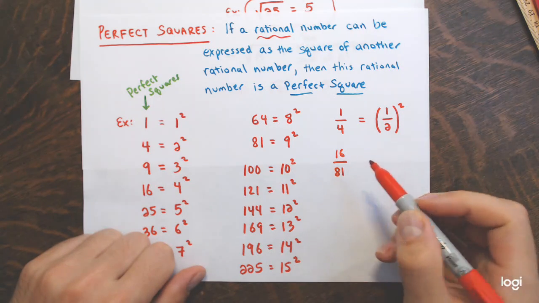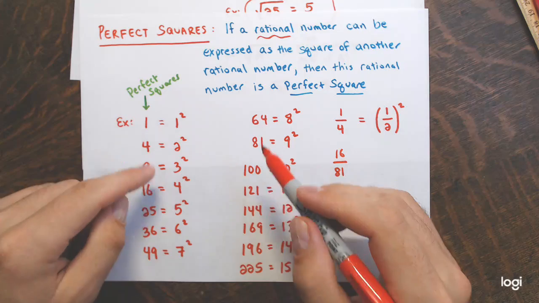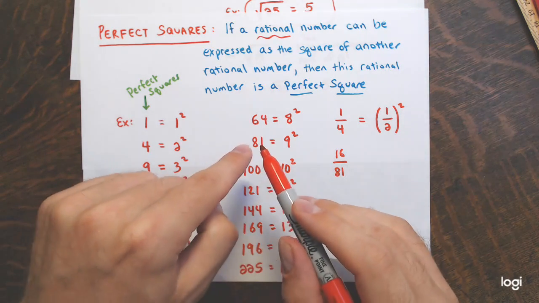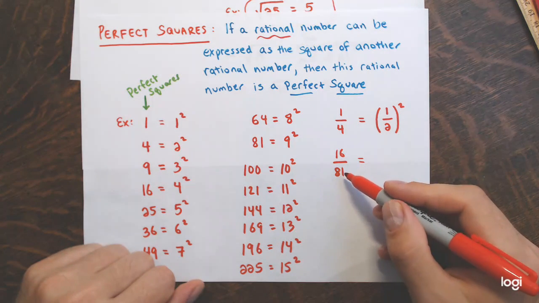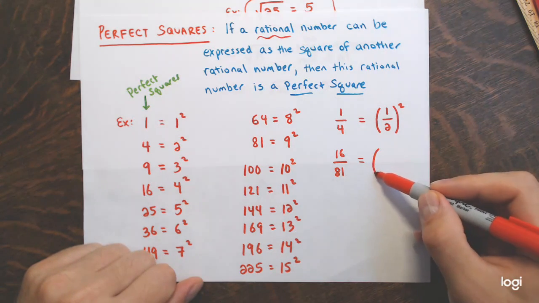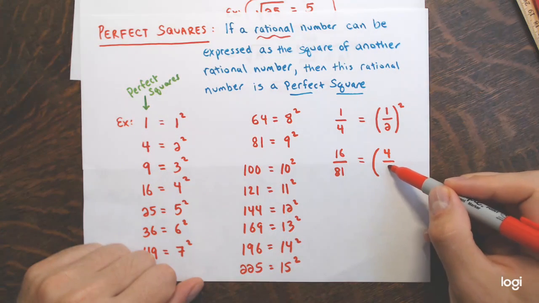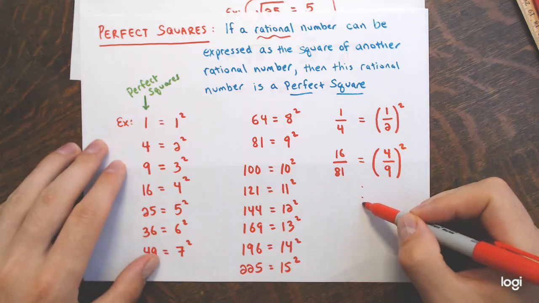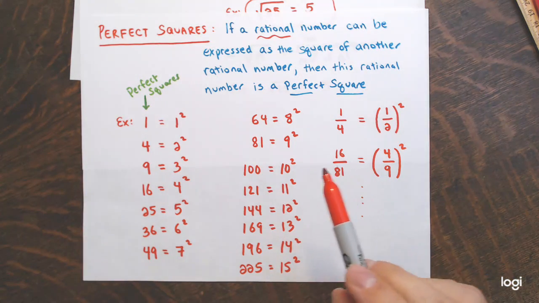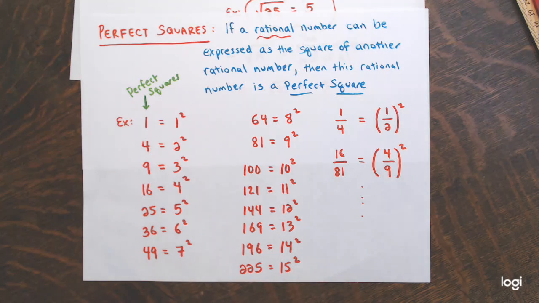16/81 would be considered a perfect square, and really it's just the ratio of these other perfect squares, right? You see 16 in the numerator, 81 in the denominator. 16/81, this fraction, this rational number, is a perfect square because I can write it as 4/9, another rational number to the second power. And I could do that forever, just keep writing fractions with all these perfect squares in the numerators and denominators. So there's what I mean by perfect square: a rational expression that can be rewritten as another rational expression to the second power.